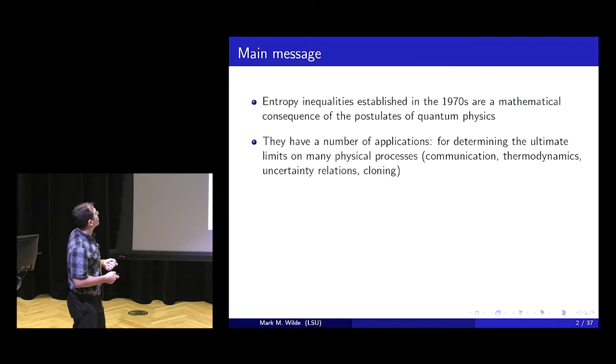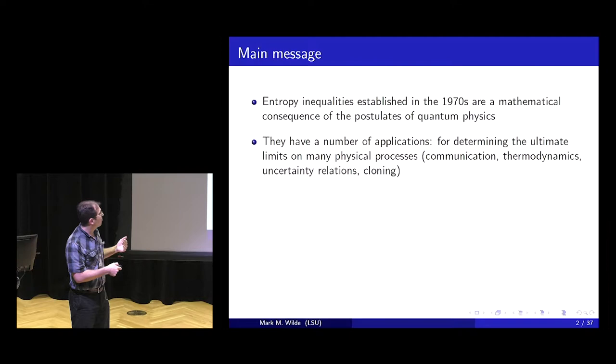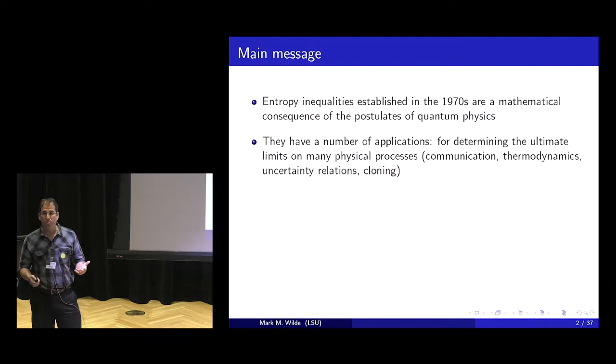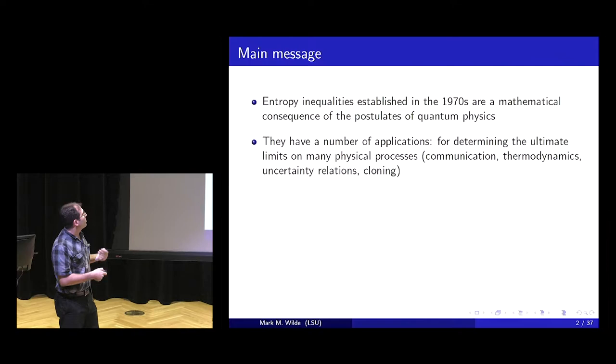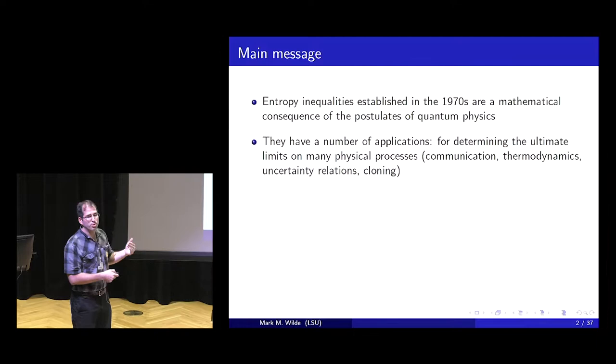Their applications are in determining limits for quantum communication channels, but also we can relate them to areas of physics of interest, including thermodynamics, relations to the second law of thermodynamics, also the Heisenberg uncertainty principle. There are entropic versions of those that have come about, and even relations to the process of attempting to clone. So in quantum mechanics, you're not allowed to copy quantum states. That's this famous theorem. And you can try to do so approximately.